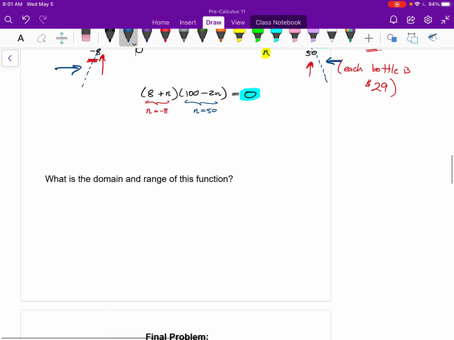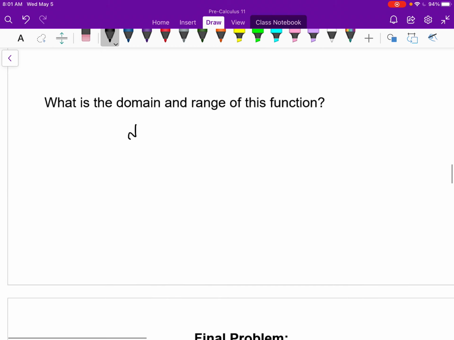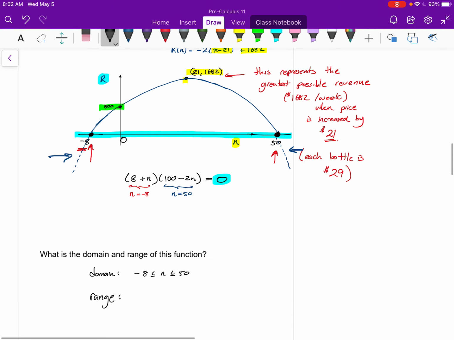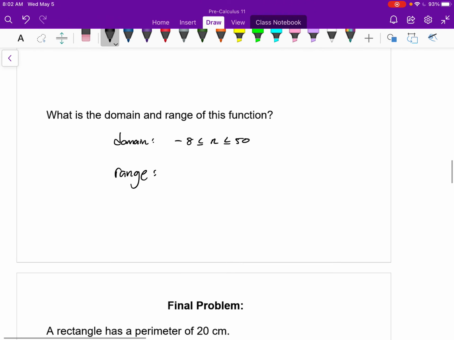And so I'll write that down first. So the domain is from -8 for n up to 50. And again, I put n instead of x because there is no x in my function. There's an n. And the range is at the very highest 1,682, at the very lowest 0. Because again, this graph stops at the x-axis.